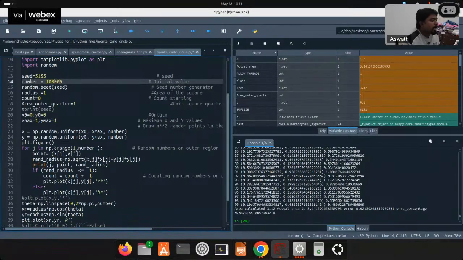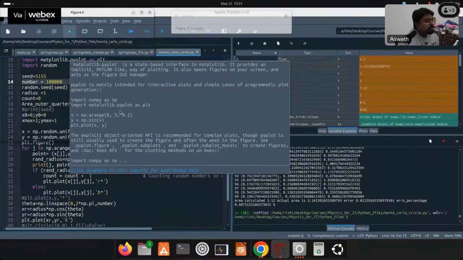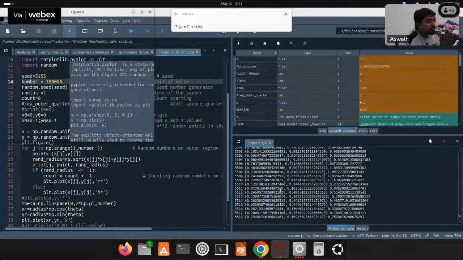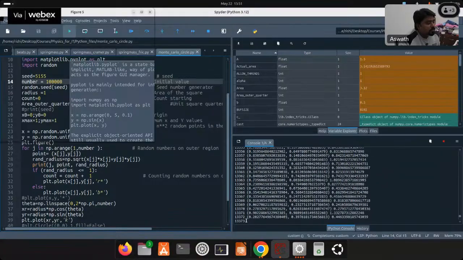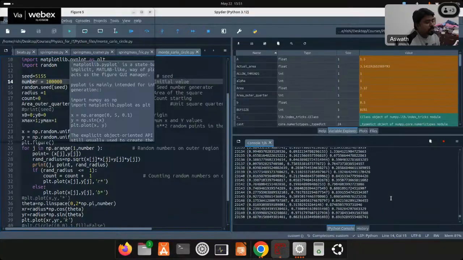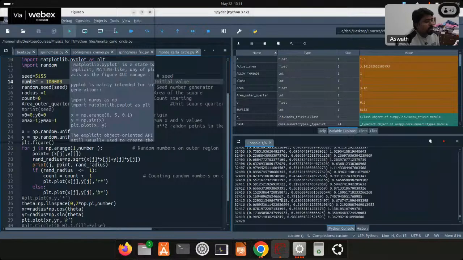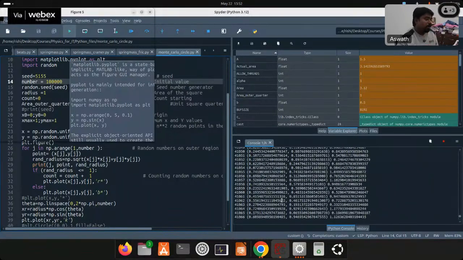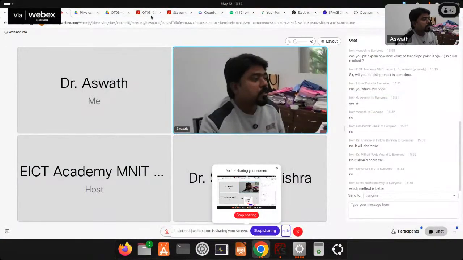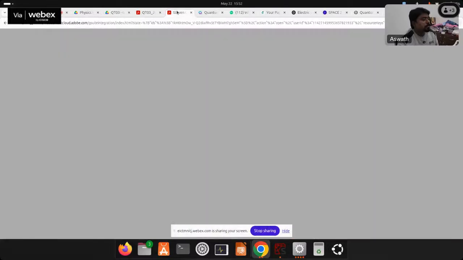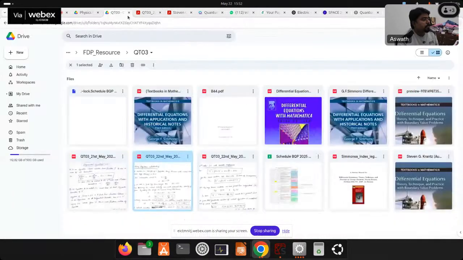Let me take 1 lakh, so the error would be much more reduced. It would run for a while, I think. Meanwhile, let me start the remaining part, which I am planning for today.